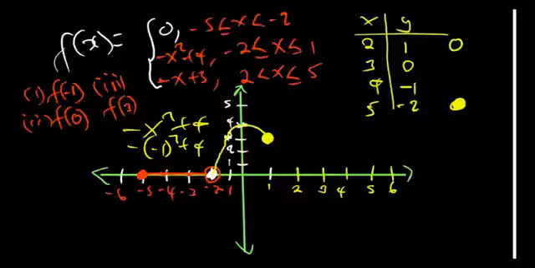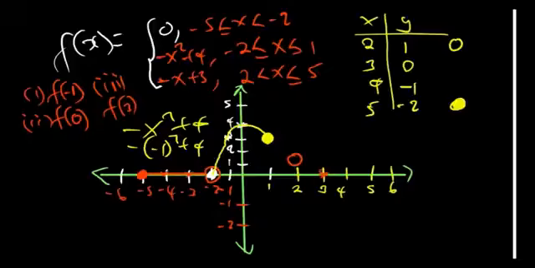So allow me to put negative 1 here. Then I put negative 2. Negative 1, negative 2. So I'm going to have 2, comma 1. Okay, so 2, comma 1 is this point. But at this point, it is open. Next is 3, comma 0, is this point.